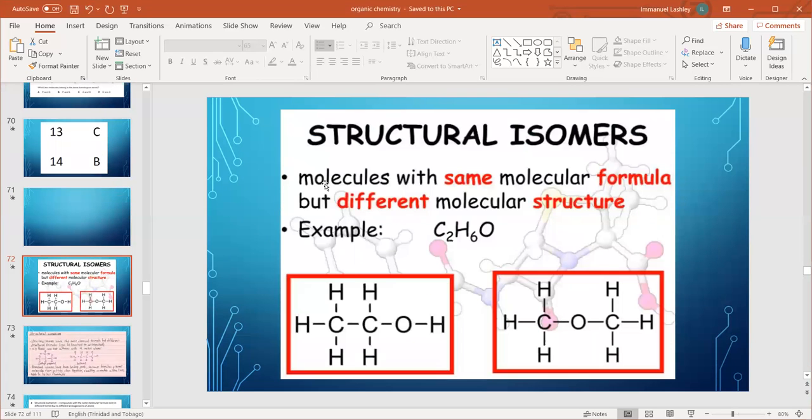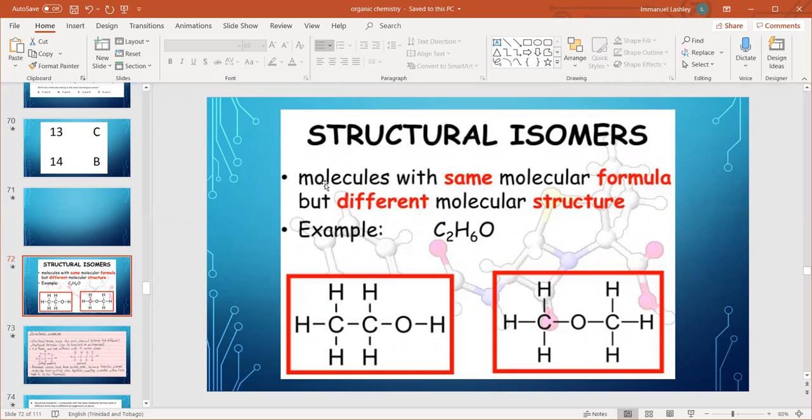So next thing, structural isomers. So the question comes up, what are isomers? What are structural isomers? Structural isomers are molecules with the same molecular formula, but different molecular structure. They have the same molecular formula, but different molecular structure.